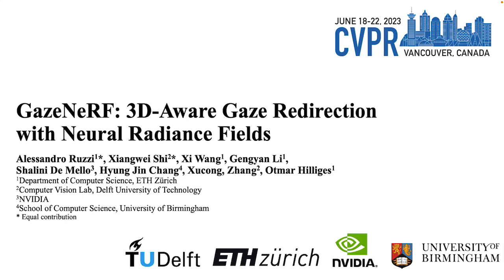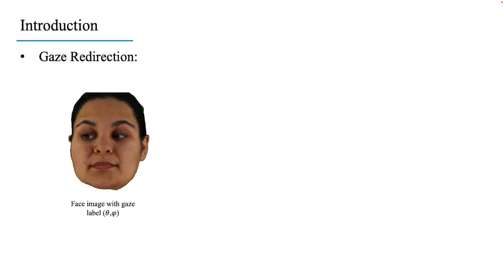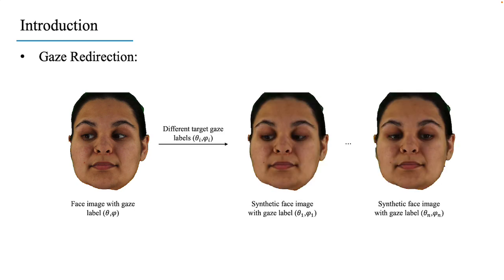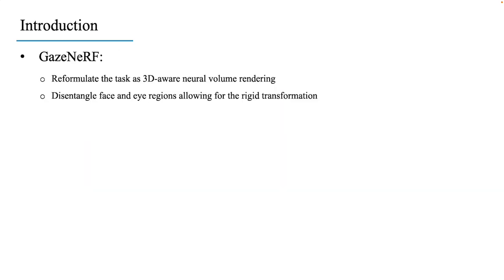We present our work GazeNeRF, 3D-Aware gaze redirection with neural radiance fields. Given a face image with its corresponding gaze label, the gaze redirection task is to generate synthetic face images with different gaze directions. In this work, GazeNeRF reformulates the task as 3D-Aware neural volume rendering and disentangles face and eye regions, allowing for the rigid transformation.